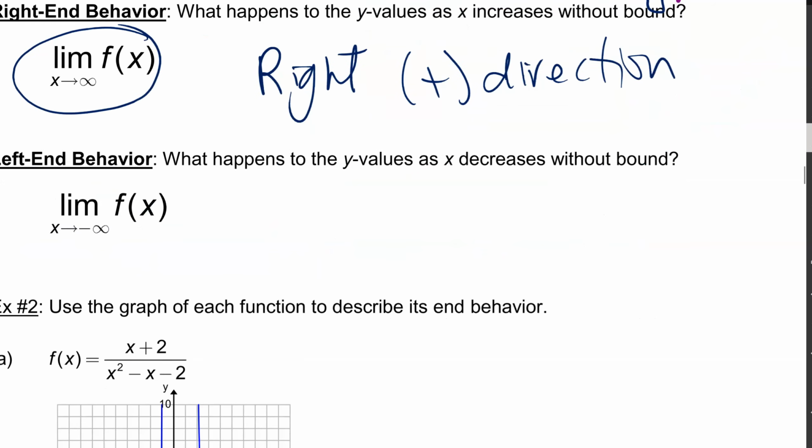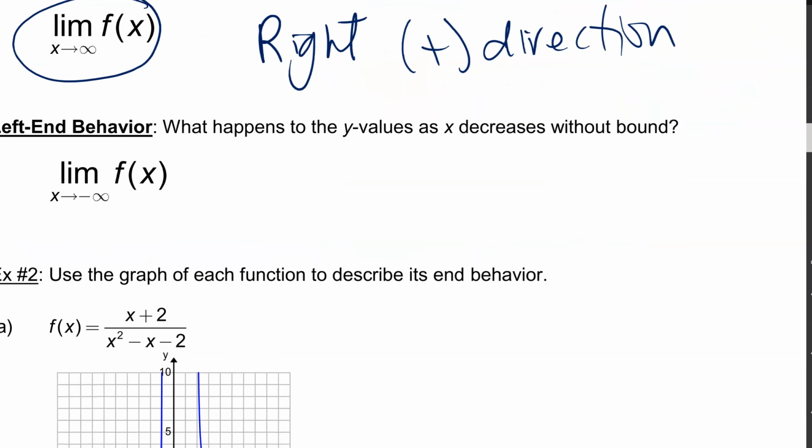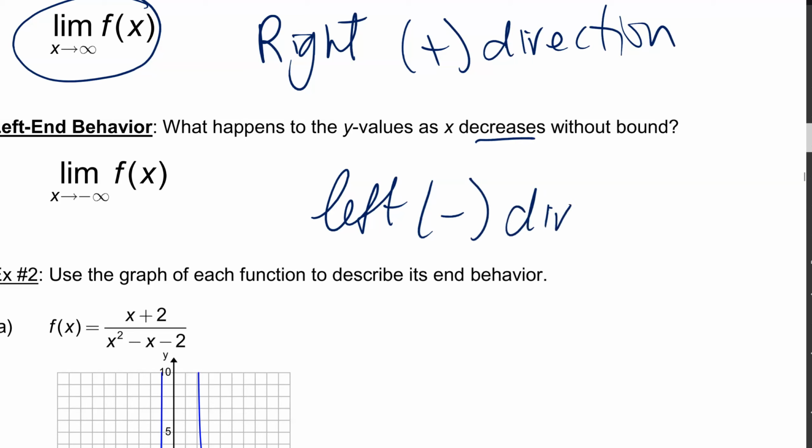Now, if I'm looking at the left end behavior, we're saying what happens to the y values as x decreases without bounds, aka if you go left in the negative direction. And how do you know? Because you're going towards the negative. So when you have -infinity and positive, you don't have to write the plus for the positive, I mean, you can, but you have to say negative infinity if it's supposed to be negative infinity. You need to make the negative in front of the infinity clear when you're doing your left-hand behavior.